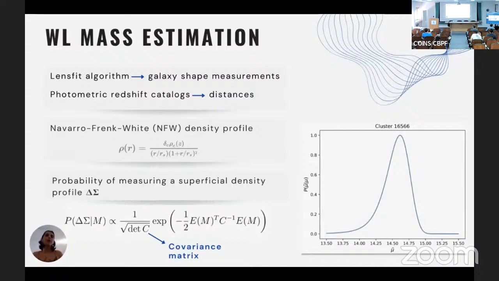For example, the intrinsic ellipticity of the source galaxies, or the triaxiality of the cluster halo, or for example, the errors when trying to define the center of your cluster, among many other uncertainties. So all of this is accounted for in this covariance matrix. And we use this probability as our mass PDFs for these subsamples. And here on the right, I show an example for one of our clusters. Here we are working in the logarithmic space, so the Gaussian is actually kind of tilted, okay?